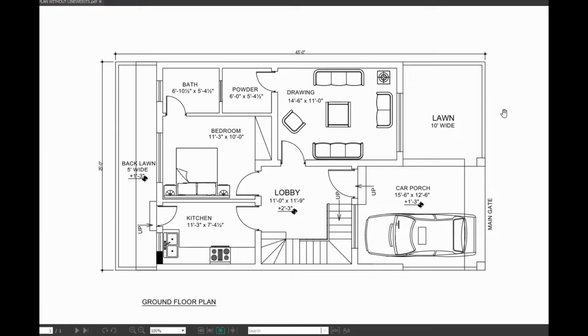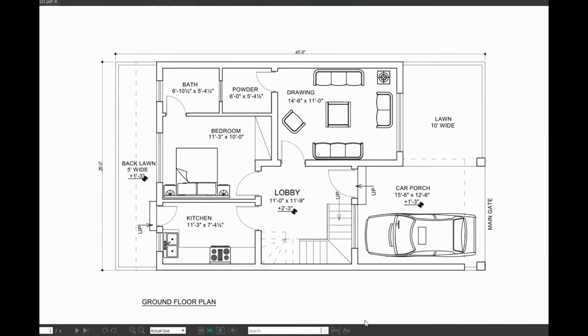Hello everyone, today we will learn how to give proper line weights in architectural drawings. This is a floor plan that I have opened. This is made in 0 layer. It is the default layer in AutoCAD. We will learn how to convert this drawing into this one with proper architectural line weights.